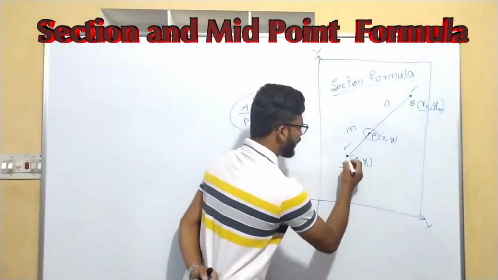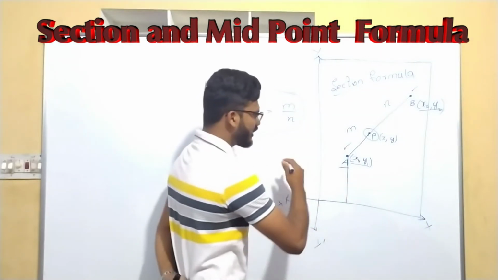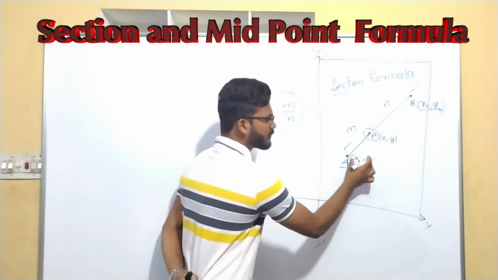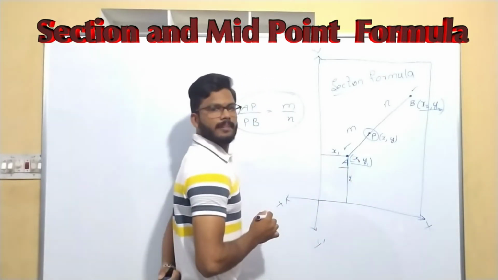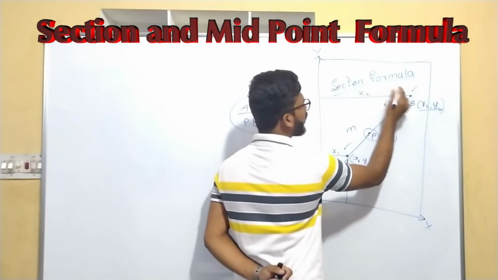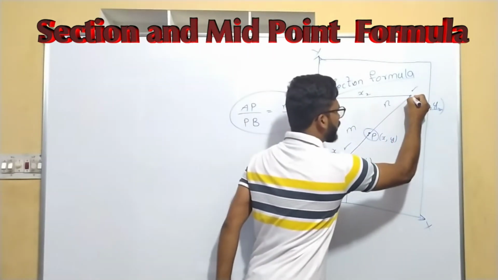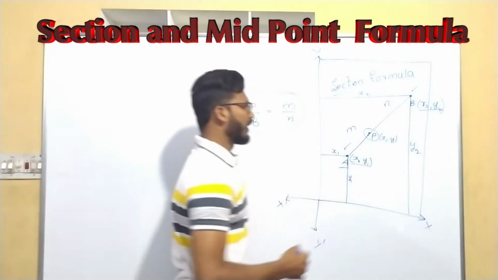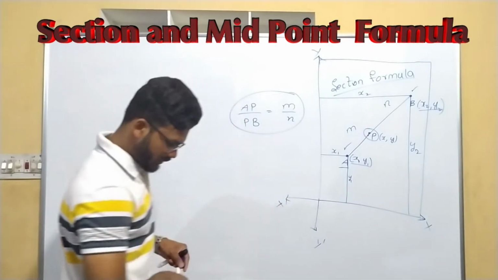See, normally from the x-axis, if I draw a perpendicular line, what will the length be? This will be y1, right? As the coordinates of this point are x1, y1, the length is y1, and here this is x1, right? In the same way, if I draw a perpendicular to the y-axis here, as the coordinates are x2, y2, the length of this is x2 and the total length of this perpendicular to the x-axis will be equal to y2.